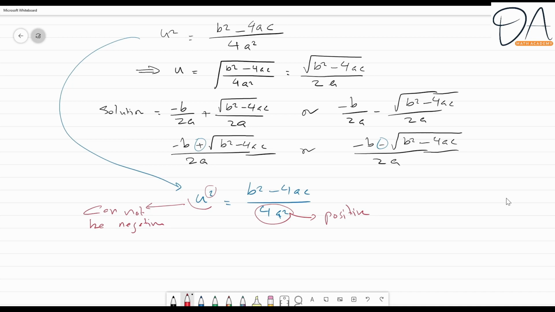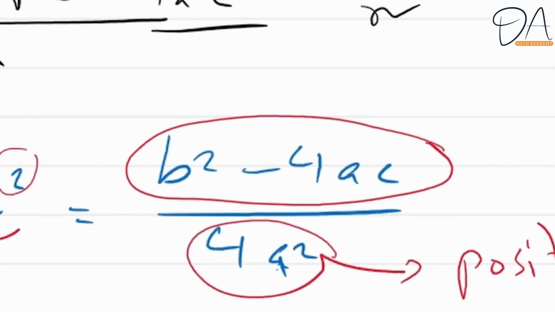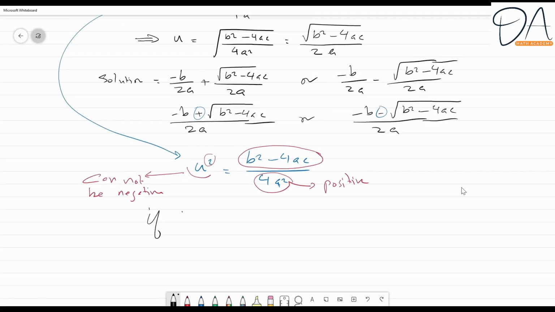So what is left is this term, and maybe you know that this is called the discriminant, which determines the number of roots that you will have. Now, looking at this, let's see what will happen. If b squared minus 4ac is less than 0, it means negative. What will happen is that you'll have u squared equal to a negative value. This is negative divided by positive, which gives you negative. Now, this is a problem because we said that u squared cannot be negative, and now we're saying it is equal to a negative.